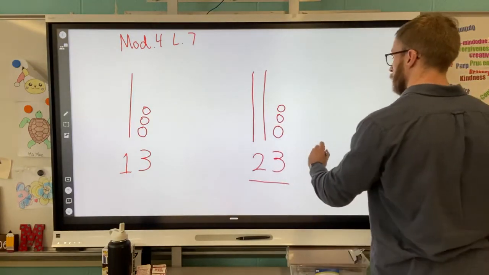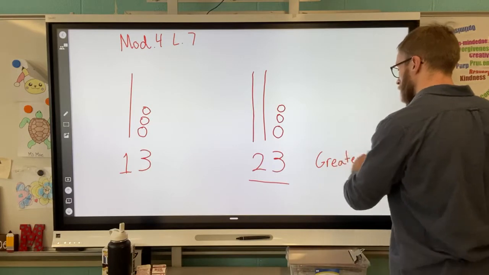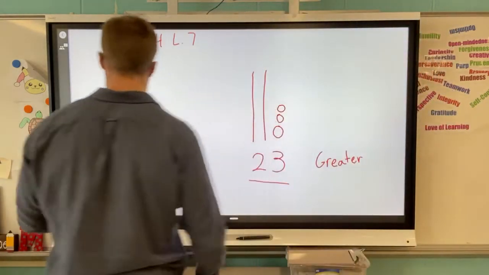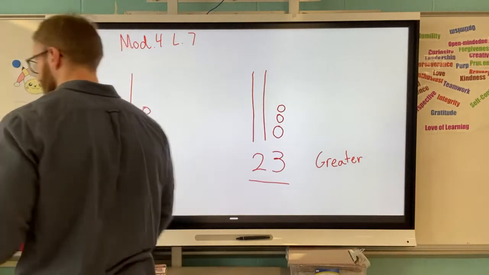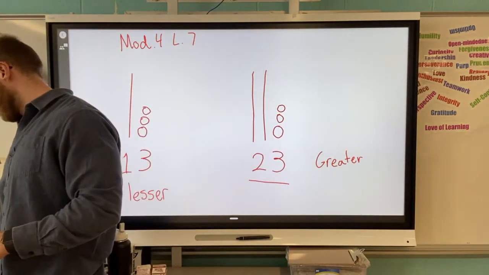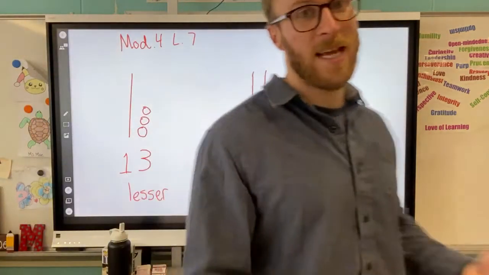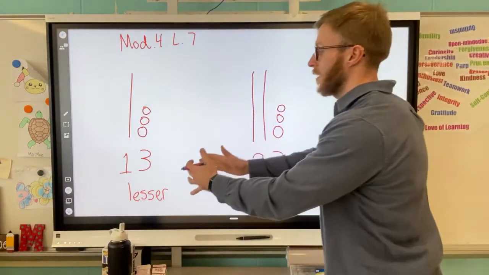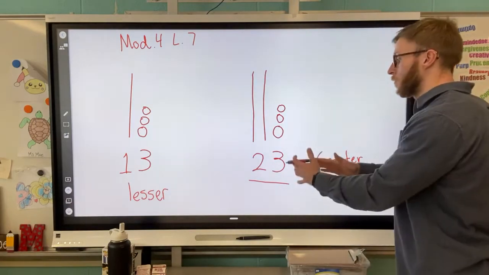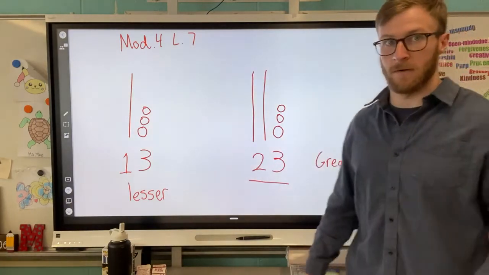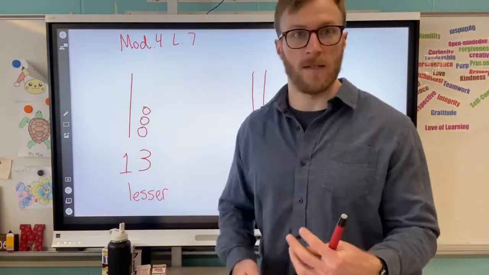So I'm going to put greater next to 23. And I'm going to write lesser under 13. Now, if I were to say this in a statement, I would say 13 is less than 23. And I would say 23 is greater than 13. Okay, those statements are what we're going to have to be working on in our problem sets in our homework.